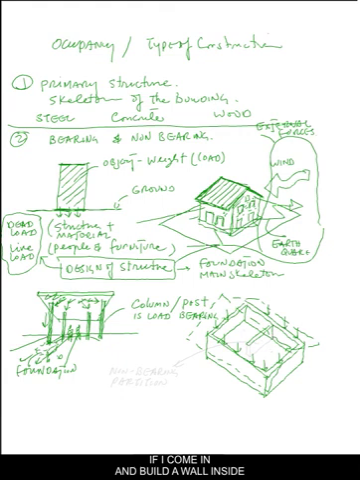If I come in and build a wall inside, so that I can create two separate rooms in here, but this wall has nothing to do with carrying the load down, then this is considered a non-bearing partition.